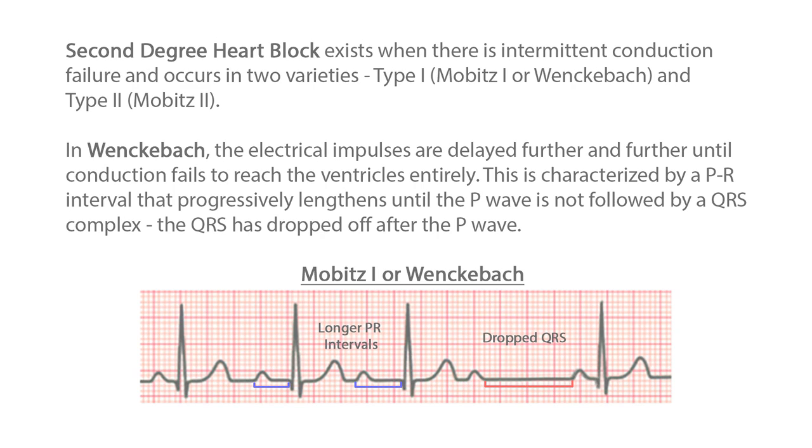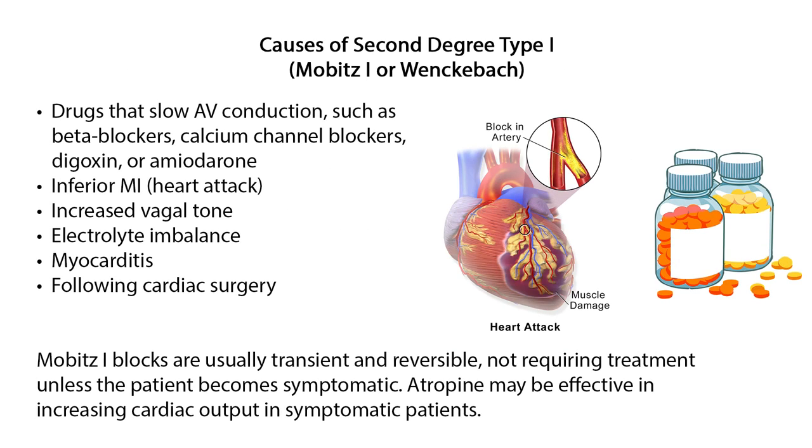Any drug that slows AV conduction may cause a type 1 block, such as beta blockers, calcium channel blockers, digoxin, or amiodarone. However, these blocks are most often seen in patients with an inferior MI, increased vagal tone, electrolyte imbalance, myocarditis, or following cardiac surgery. Mobitz I blocks are usually transient and reversible, not requiring treatment unless the patient becomes symptomatic. Atropine may be effective in increasing cardiac output in symptomatic patients.